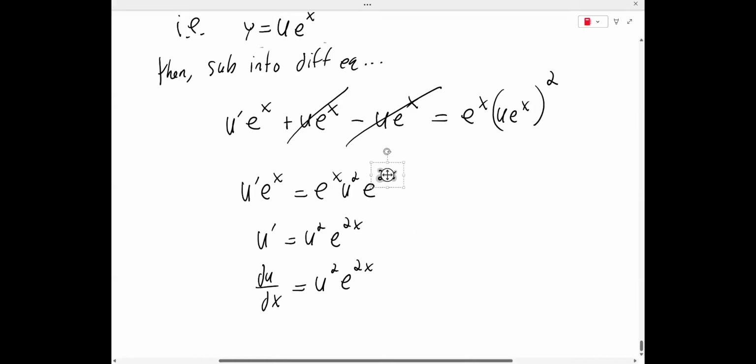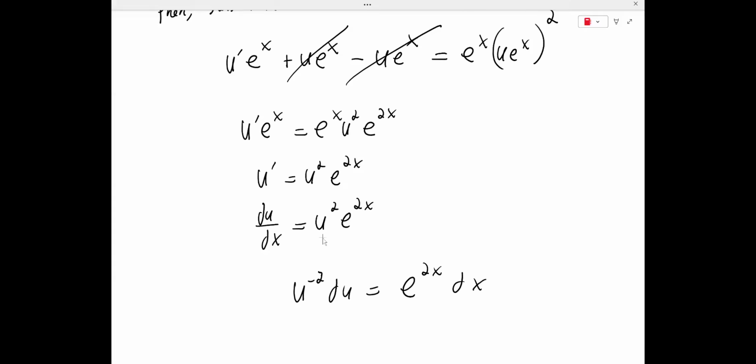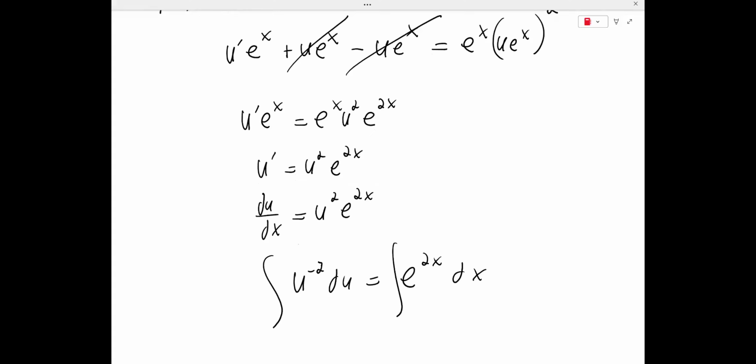You notice when we did it for linear, it was nicer because we didn't have the u over here. We had a linear equation. But now we actually have to do a separable, a little bit more work. So basically I could say u to the negative second du is equal to e to the 2x dx. Again, I'm kind of favoring negative exponents here. So I divided both sides by u to the negative second, or 1 over u squared if you like.